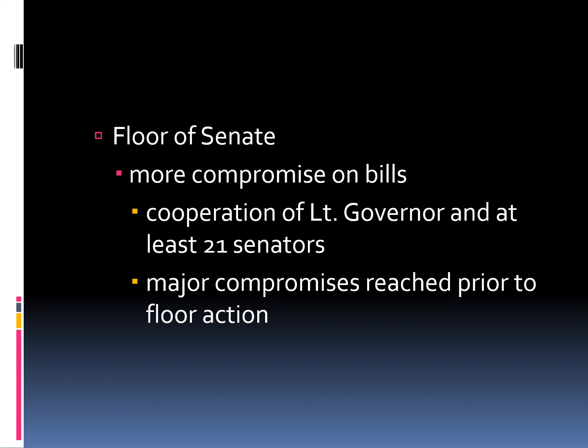And so if they know that they have the cooperation of the lieutenant governor and at least 21 senators, they'll go ahead and introduce it, or they'll go ahead and schedule it for floor action. Or they'll say, all right, we have enough votes for it to go through. So the compromises are reached prior to floor action. If they don't feel that they have the votes, they'll go ahead and kill it right there.